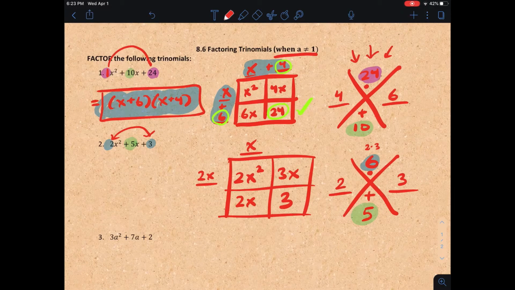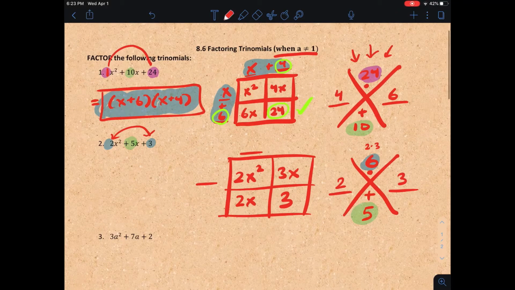Right? I can put 2x here and I could put x here. Or maybe instead, I'll put x here and 2x here, right? So I have a couple different options. So the question is, which one goes where? The way we're going to do that is by picking a row or column and finding the GCF.